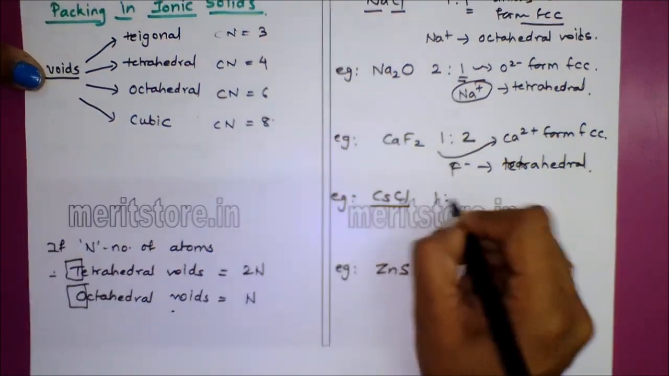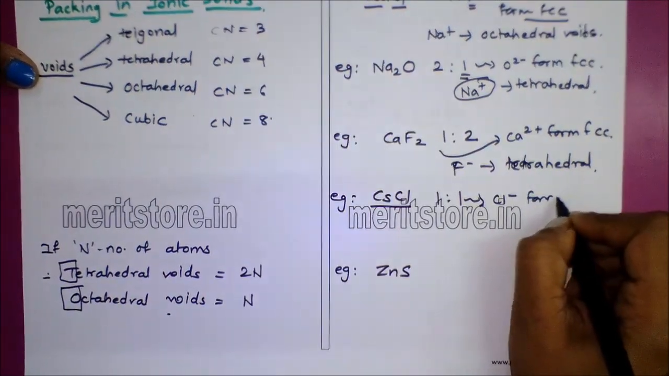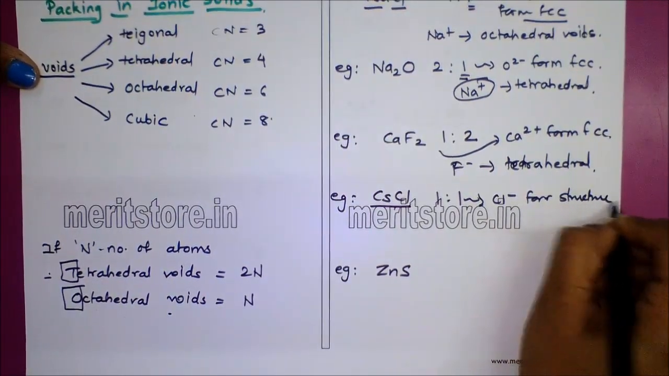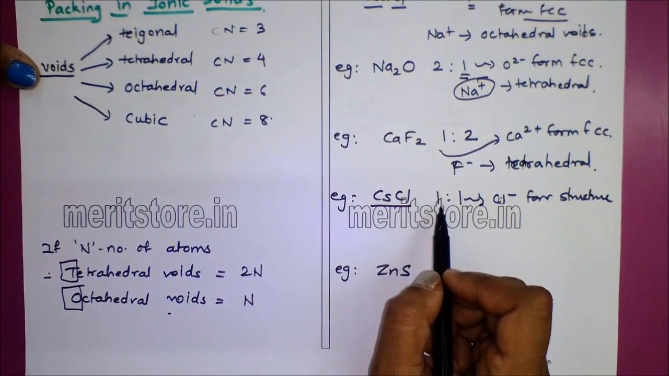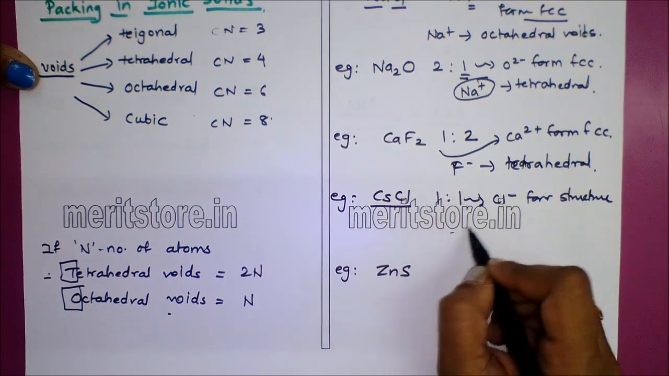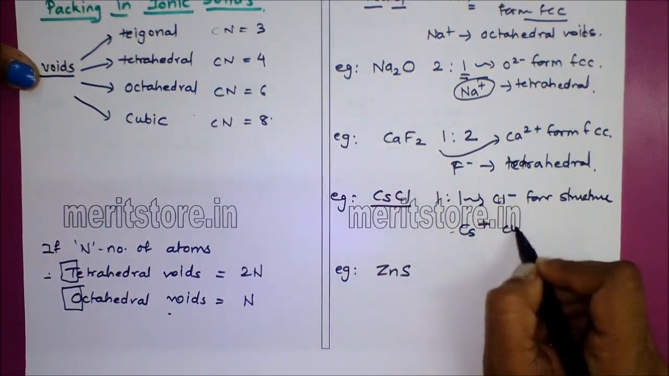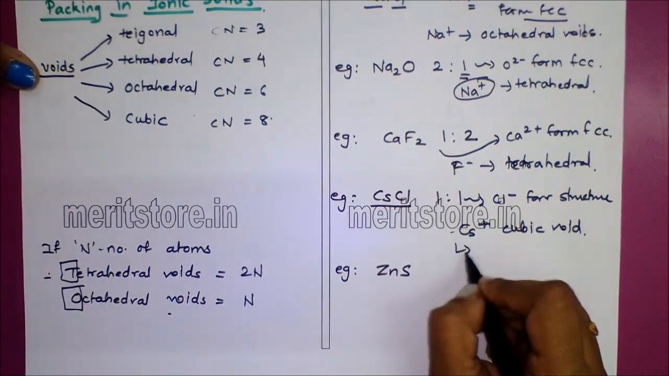Cesium chloride has a ratio 1:1. So again the anions, that is Cl minus, form the structure. But in case of cesium, since it is a 1:1 ratio, it is expected to occupy the octahedral void, but the cesium size is bigger, so it goes in a cubic void. So cesium plus occupies the cubic void, which is exceptional because of its large size.